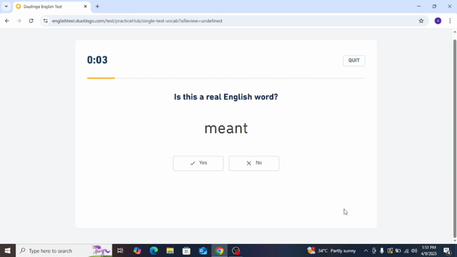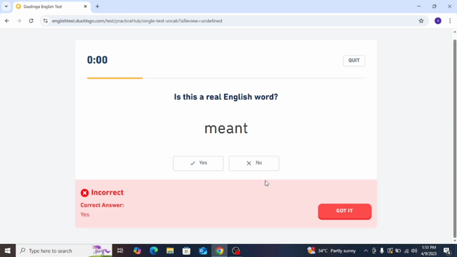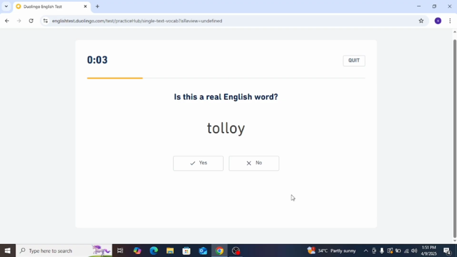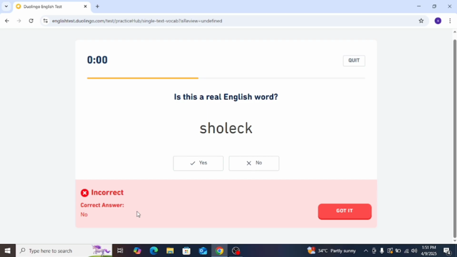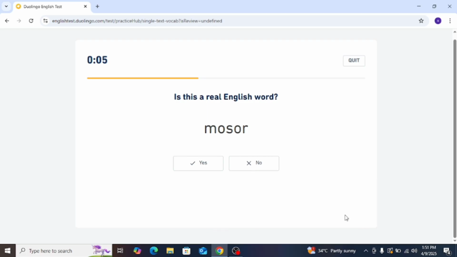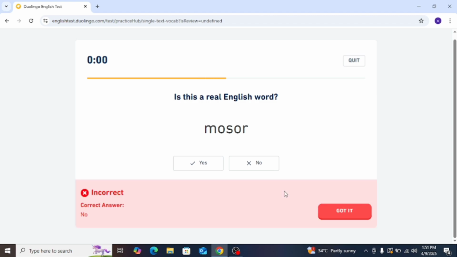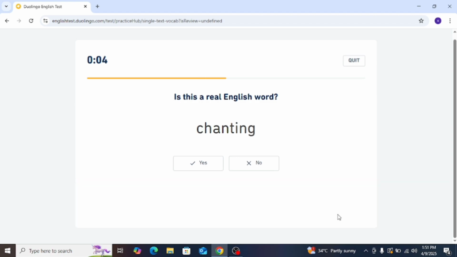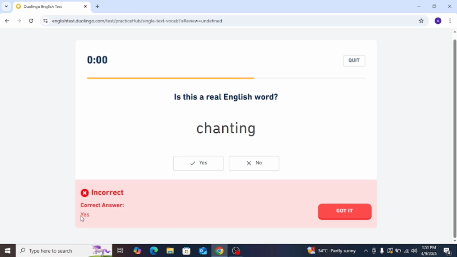Mint, no. Mint, yes, mint is a real English word. Toloi, maybe no. Solik, no. Yeah, the correct answer is no. Mozor is an English word, no. Chanting is a real English word. Yes, the correct answer is yes.